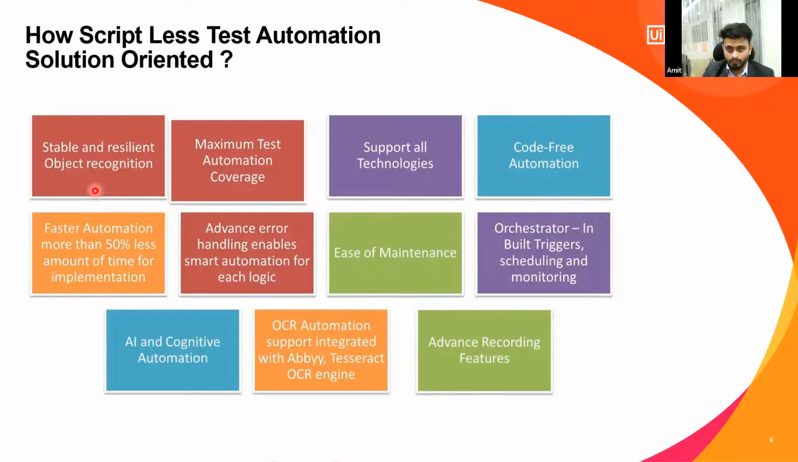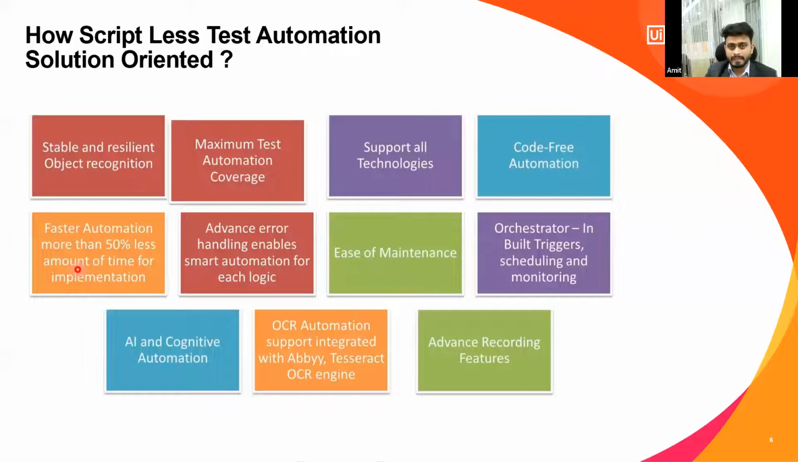They have image based automation also. If somewhere you're not able to automate, not able to capture those objects, image automation is also there. So it's very powerful at capturing objects of different technologies. That's why it's very strong and can support all technologies, and that's why we're able to get maximum test automation coverage.